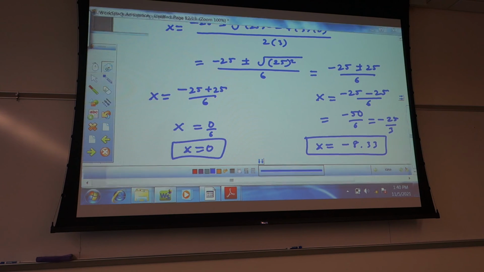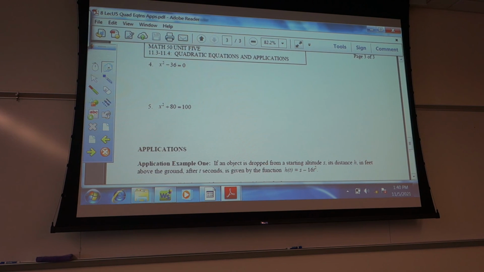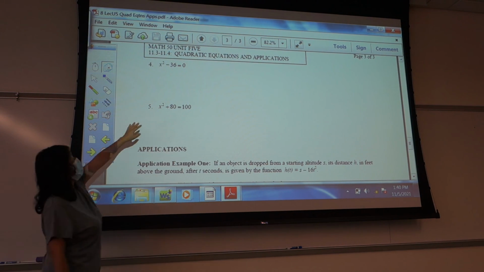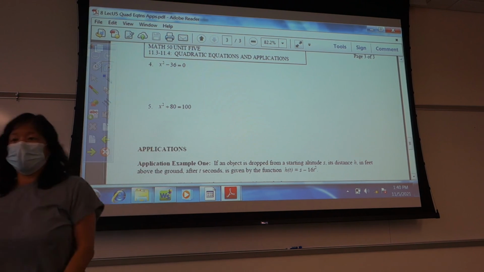All right, so hopefully that gives you sort of a flavor for them. We'll go through these other ones later. So notice in these ones, it's the B that's missing. There's no B term.